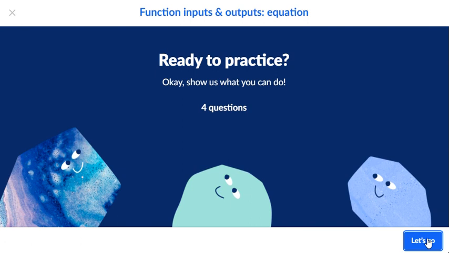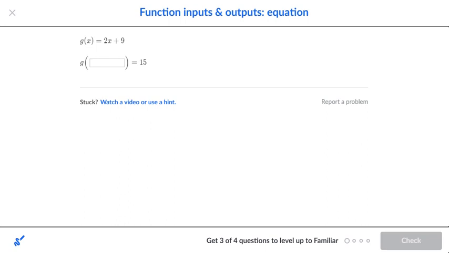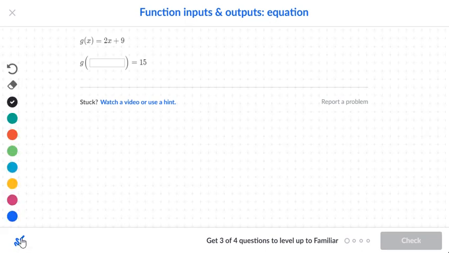Function inputs and outputs equation. Okay, so we have the following. We have g of x is equal to 2x plus 9, and then we have g in parentheses and 15. Now this overall looks kind of confusing, but you can simplify this down. Really what you're going to do is take this 2x plus 9 and set it equal to 15.